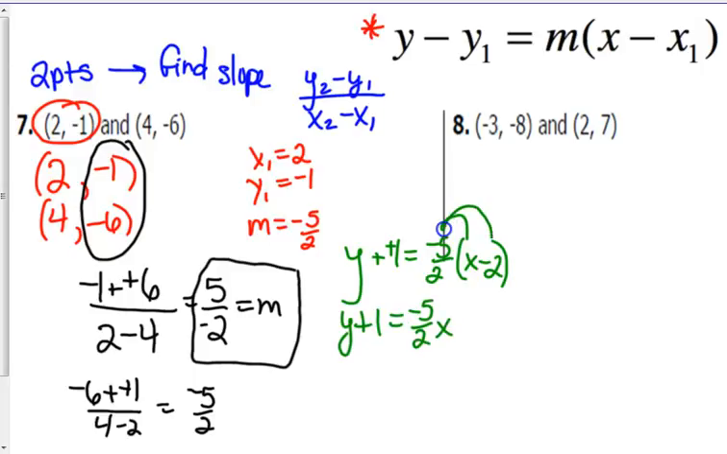But what's negative 5 divided by 2 times negative 2 over here? Negative 5 divided by 2 times negative 2. Yeah, it's positive 5. Then we just subtract 1 and we get what? Good job.